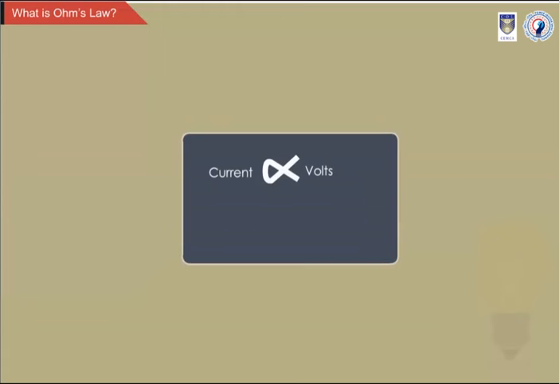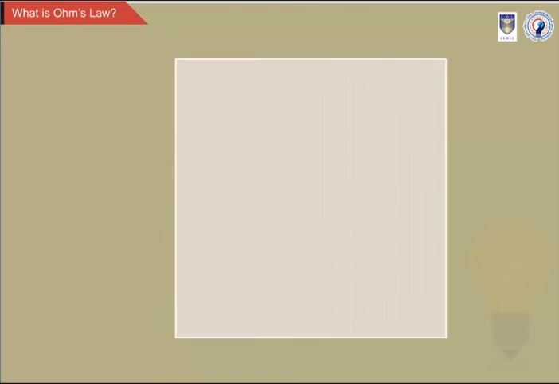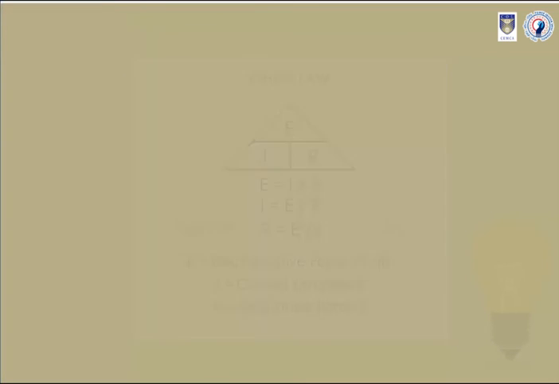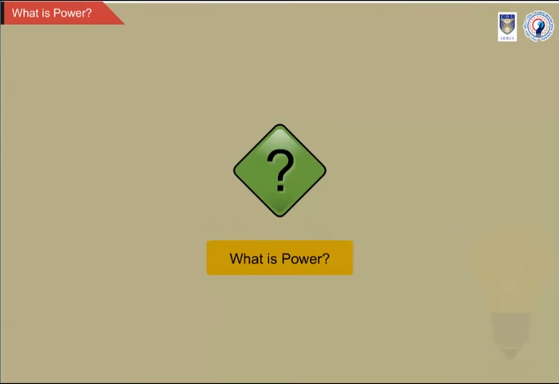Ohm's law shows that current varies directly with voltage and inversely with resistance. There are three ways to express Ohm's law. Given here is the formula. Let us now understand power, another concept of electricity.